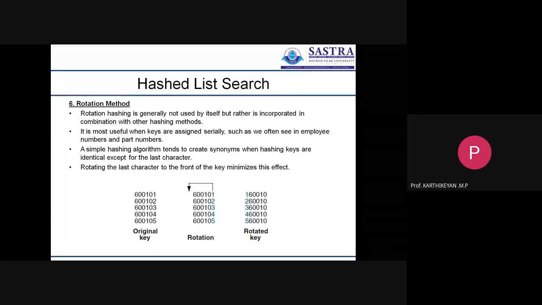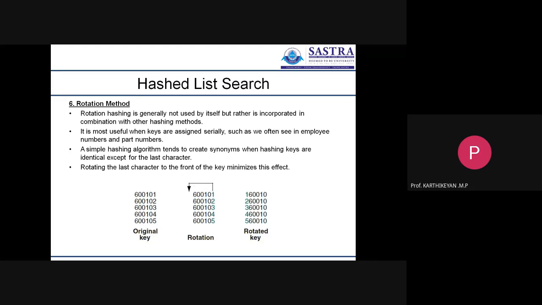And the 6th method is the rotation method. Normally we use the rotation method when only the last part of the key is changing frequently, and the rest of the parts remain constant. In such a case, we go for the rotation method. Normally we do not use this rotation method alone. We combine this technique with other hashing techniques, so the rotation method is used to improve the efficiency along with the other hashing methods.